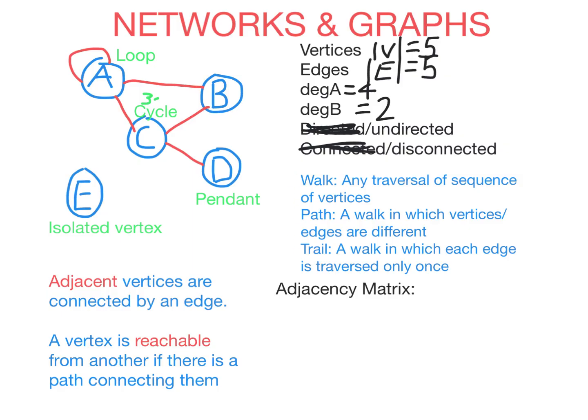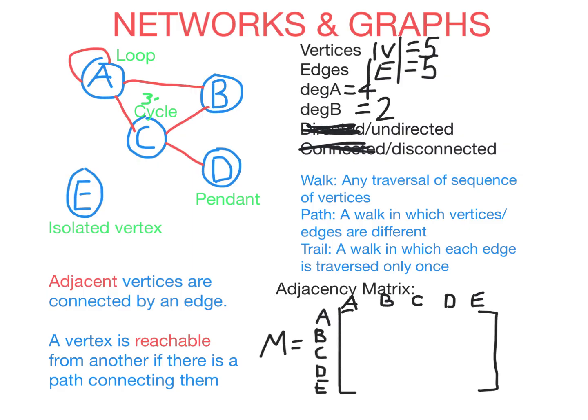Now we say that 2 vertices are adjacent if they're connected by an edge. So A and B are adjacent, A and D are not adjacent. A vertex is reachable from another if there's a path connecting them. So even though A and D are not adjacent, they are connected because I can go A, B, C, D, or just A, C, D. On the other hand, A and E, they're not connected, so A is not reachable from E, E is not reachable from A. So we can represent the concept of adjacency in an adjacency matrix.